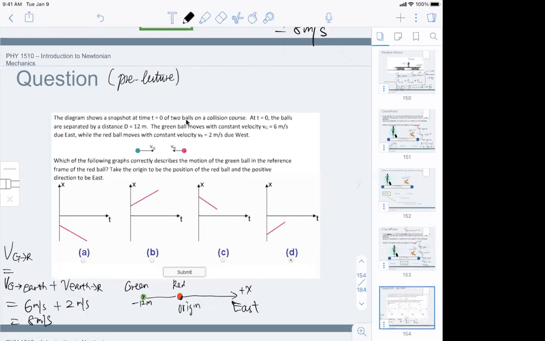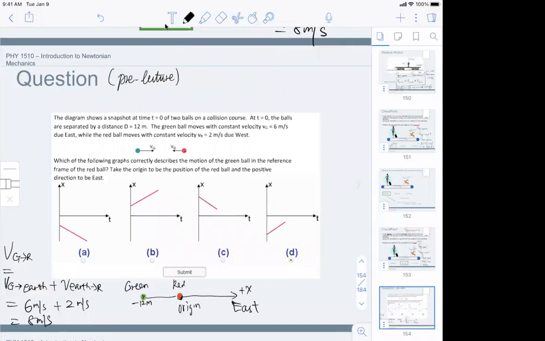It is to the right, Jasmine, thank you. Yes, it is coming to the right. The right-hand side is the positive direction. So in the eyes of the red, the green is moving with a positive velocity. So you should have a positive slope. And therefore D is the correct answer.